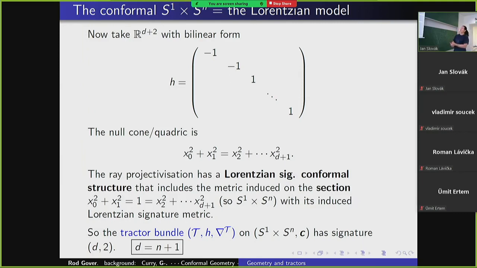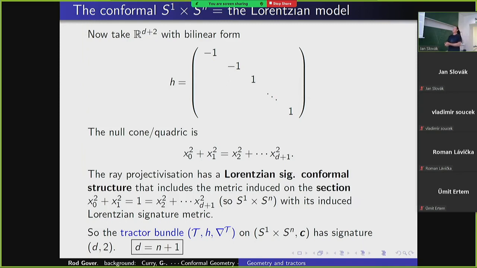Then when we do this, well, we take this null quadric, right? Just like the picture here with the null cone, but now the picture has a different topology. So I've put these on the other side. So the quadric is given by this formula here: x_0 squared plus x_1 squared equals the rest of them squared. And so the ray projectivization, if we take a section of it, one of the sections is you take the left-hand side equal to 1 and the right-hand side equal to 1. So obviously that section is S^1 × S^n. And then it's easy to see that what gets induced on it is the Lorentzian metric that I talked about. So you'd have minus dt squared, if you like, plus the sphere metric.